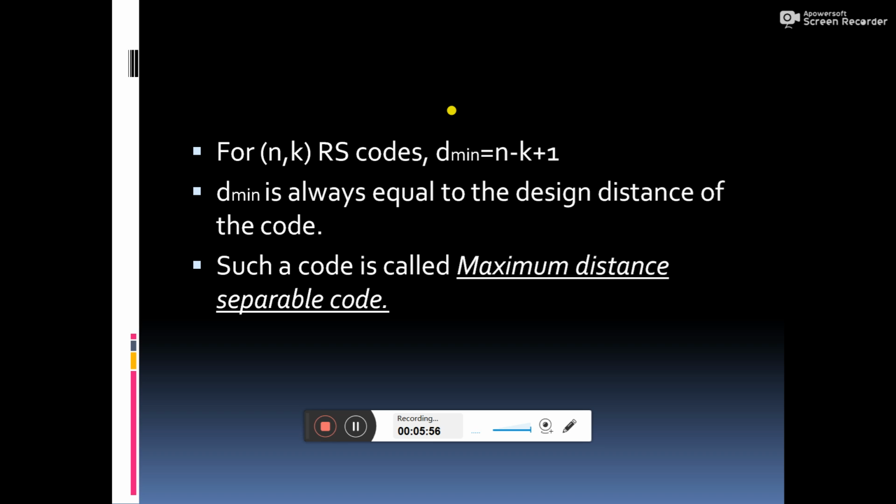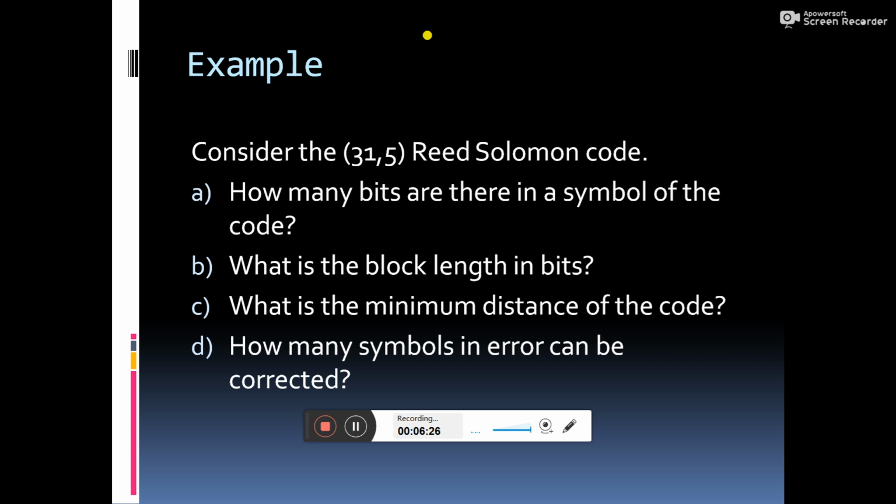But for an (n, k) Reed-Solomon code, this d minimum will be equal to n minus k plus 1. That is, the minimum distance is always equal to the design distance of the code. Such a code is called a maximum distance separable code. This is an important property of Reed-Solomon codes. That is, the minimum distance will be equal to the design distance of the code. Okay, so that's about Reed-Solomon codes.